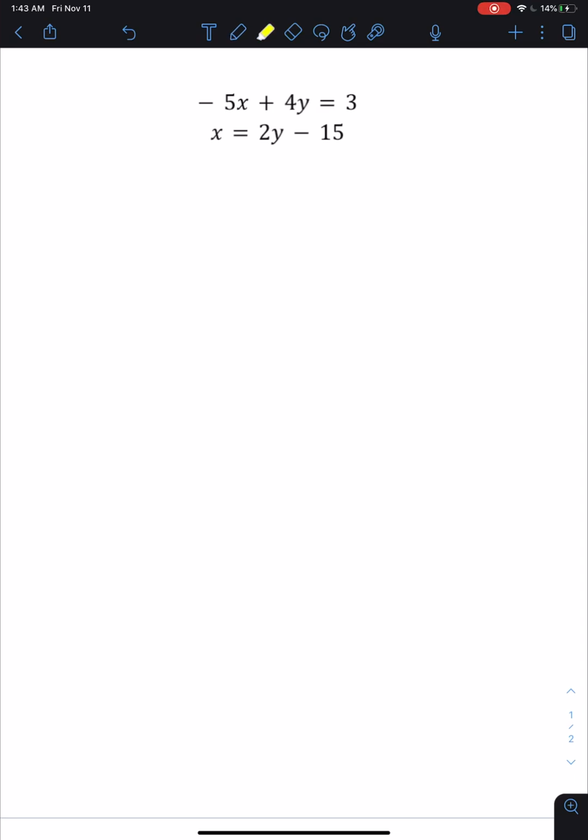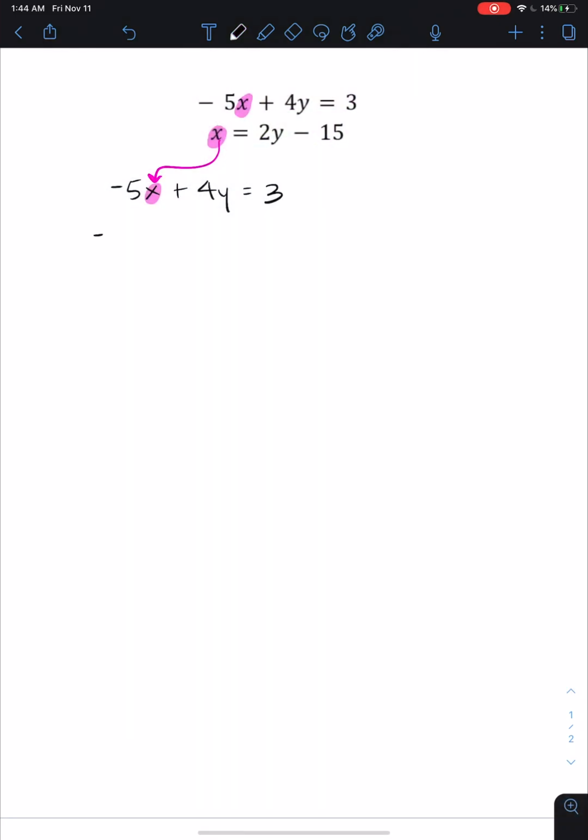So here we can think about using substitution because we have x equals 2y minus 15, and we can literally substitute that x value into the equation negative 5x plus 4y. So if we have the equation, I'm just going to rewrite it: negative 5x plus 4y is equal to 3. We can literally take x and substitute it in here to this part of the equation.